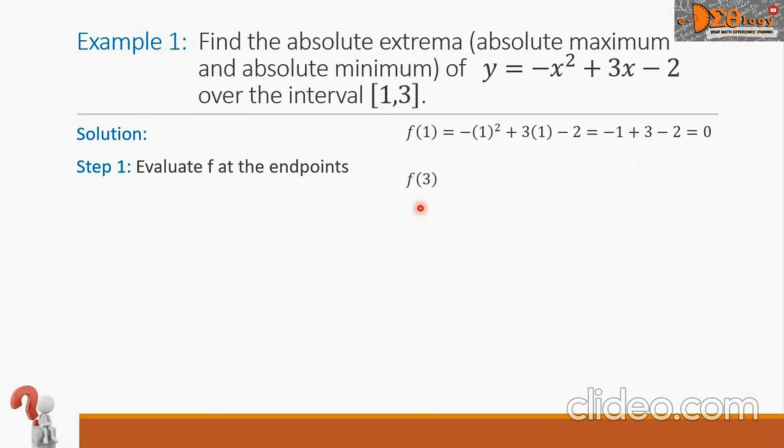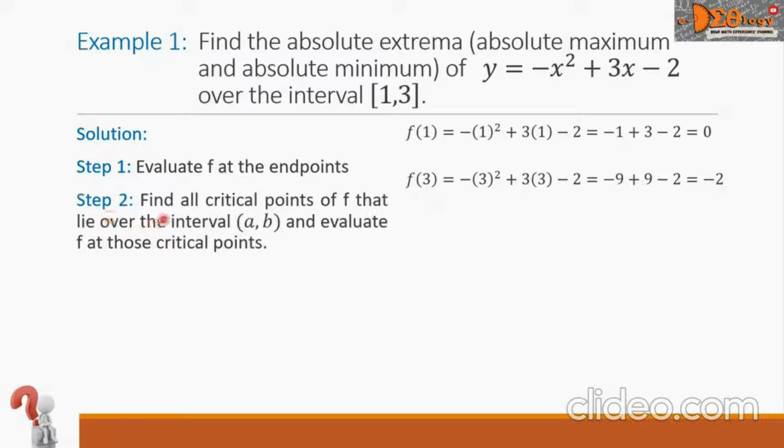Then f of 3. And this is equal to the negative of the number 3 squared plus 3 times 3 minus 2. The negative of 3 squared is negative 9 plus the 3 times 3 is 9, then minus 2. Simplifying these three numbers here, the answer is negative 2. So f of 3 is negative 2.